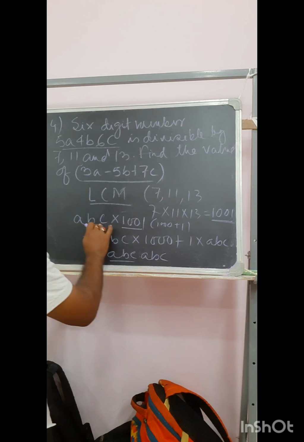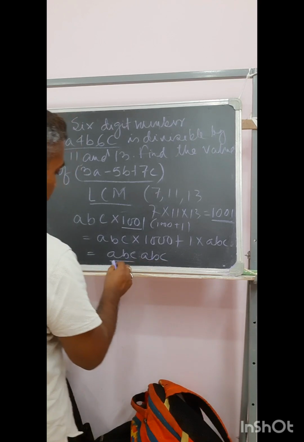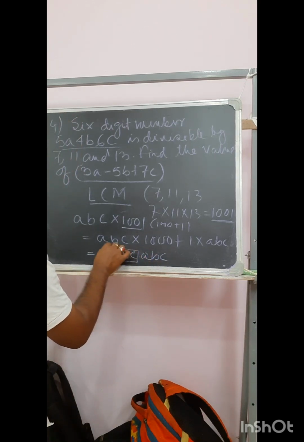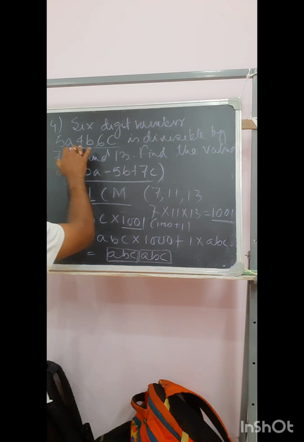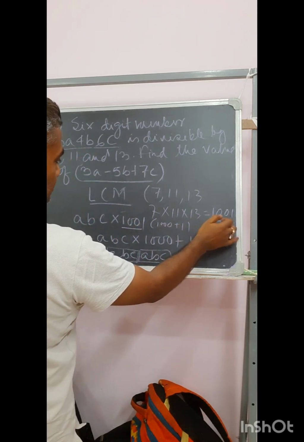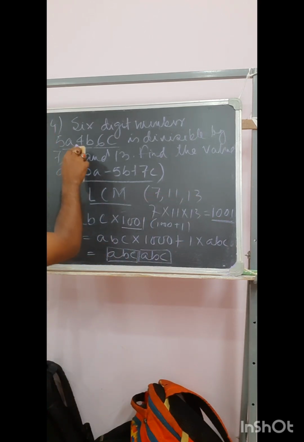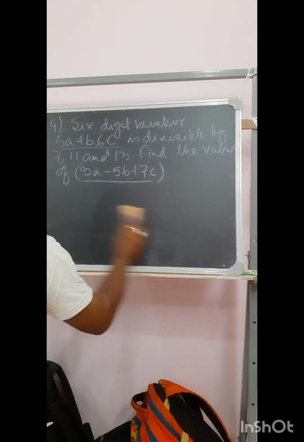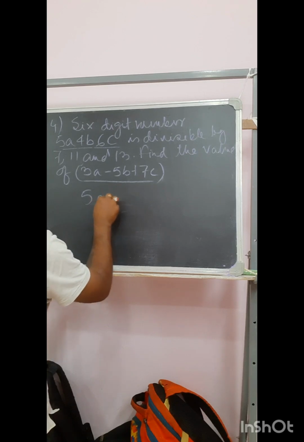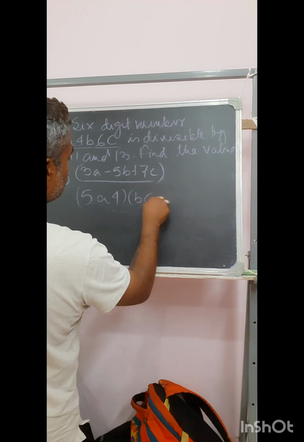So for any 3-digit number multiplied with 1001, if I get a 6-digit number, the characteristic will be that the first 3 digits are repeated for the last 3 digits. Similarly, if the number is divisible by 1001, as that is the LCM of the 3 given numbers, then I can say the number must be repeated in nature. The first 3 digits have to be repeated for the last 3 digits.